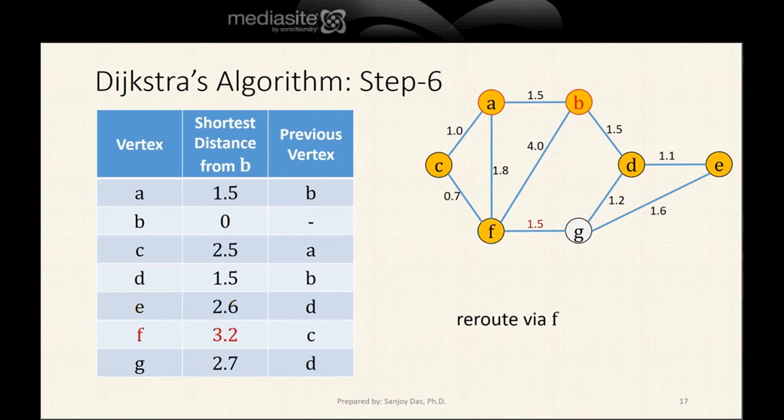Step 6, now I'll be looking at everything via vertex F. And I found the distance to vertex F to be 3.2 so far, and it doesn't do me any good. I already have a shorter distance to G, and G is the only other vertex that I can reach from F, which is not visited yet. So no changes here. Step 7, likewise, there's no further change in the table. So at the end of Dijkstra's algorithm, this is what I have. This is the final table.